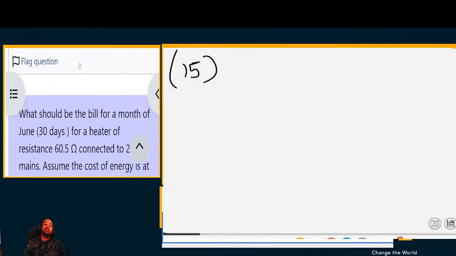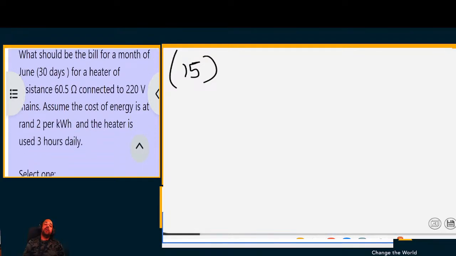Now, I can guarantee you will get a question like this. What should be the bill? Meaning, how much should you pay? Remember, we measure electricity at our houses in kilowatt hours. So what should be the bill for the month of June, which has 30 days, for a heater? This is just a bill for the heater, not every appliance, not your total. The heater has a resistance of 60.5.